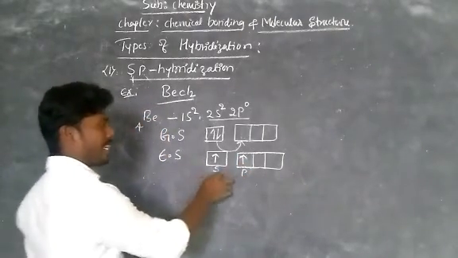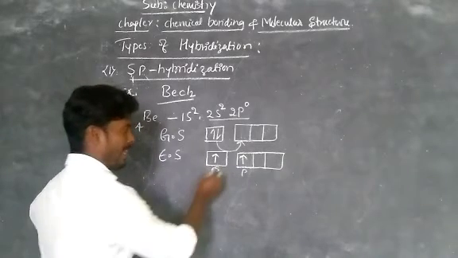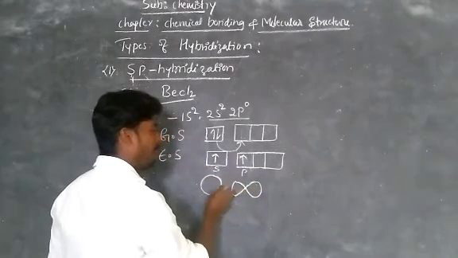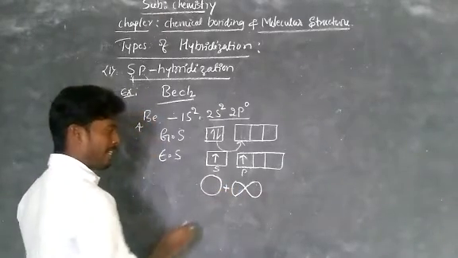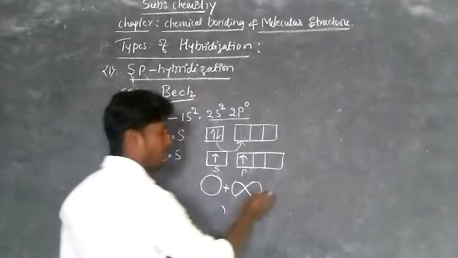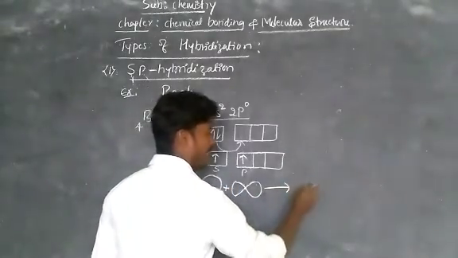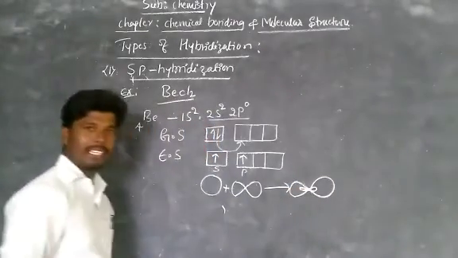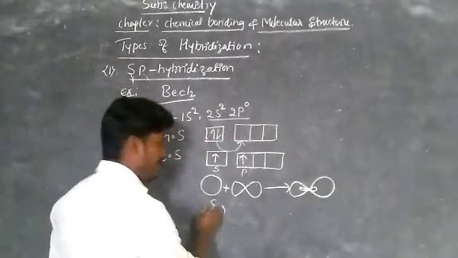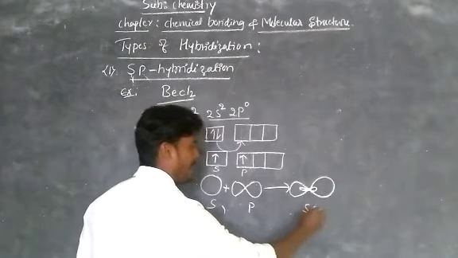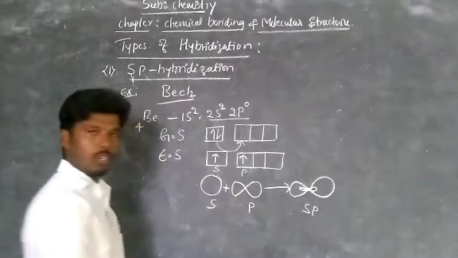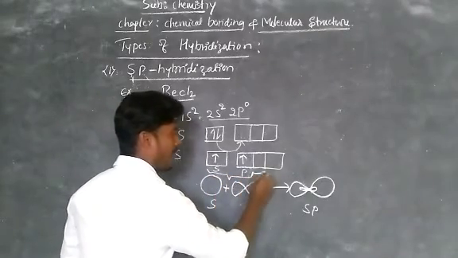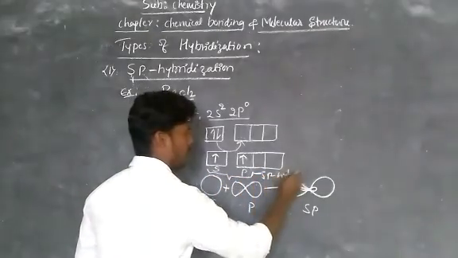Now these s and p atomic orbitals: s is a spherical atomic orbital, p is a dumbbell atomic orbital. These two combine and form sp hybrid orbitals. This is an sp hybrid orbital, right? Like that we get. This is s and this is p, called sp hybrid orbitals. Got it? Now these two combine together and you get sp hybridization.